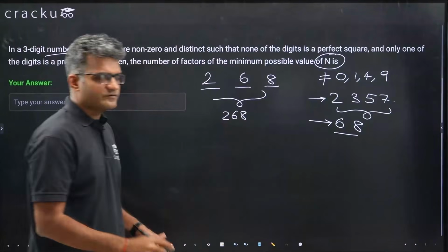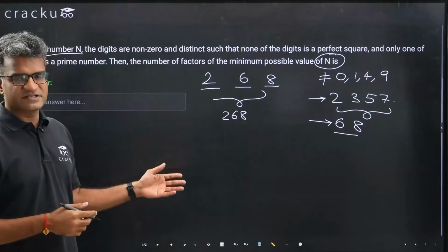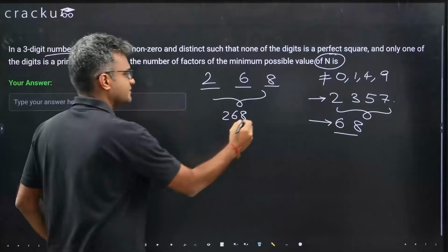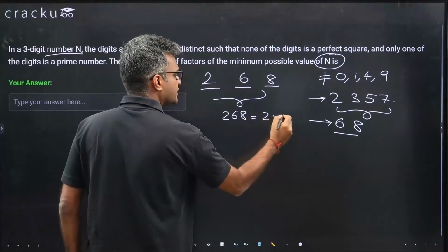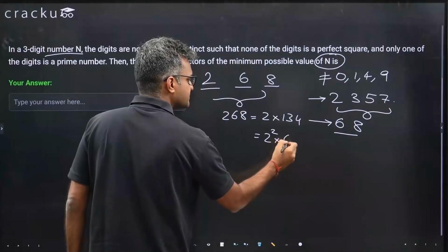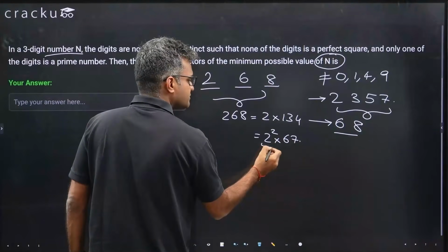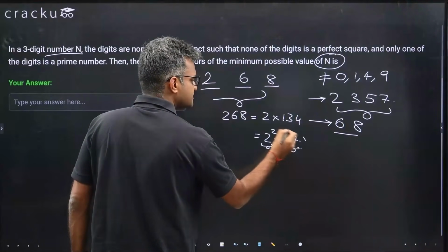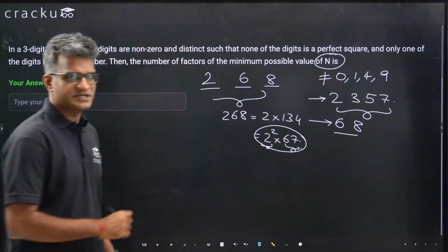To calculate the number of factors, let us first do the prime factorization of this number. Prime factorization will be, this is 2 into 134, which is 2 square into 67. 2 is a prime number, 67 is a prime number. So this is the prime factorization of 268.